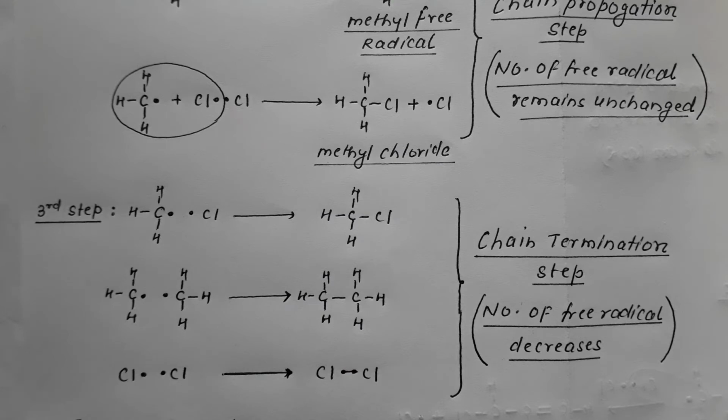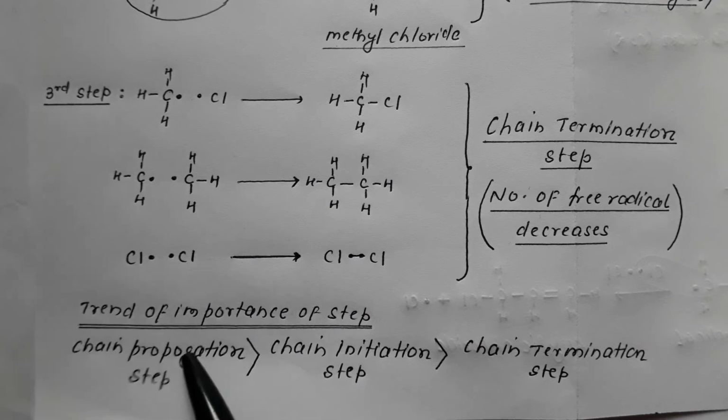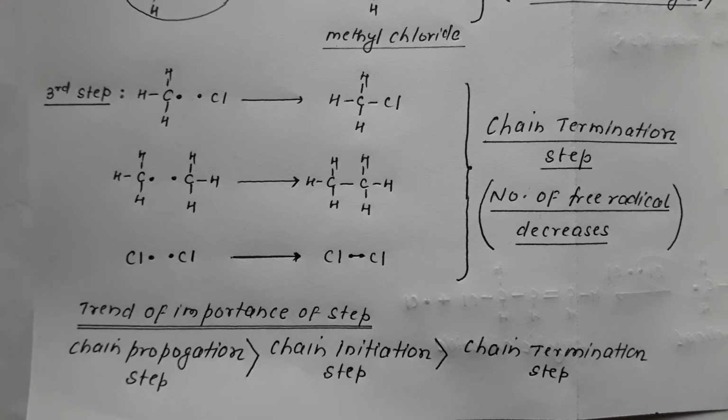Now out of these 3 steps, what is the trend of the importance of the steps? Which is most important? So remember, the most important step is the chain propagation step, not chain initiation. Chain propagation is the step where free radicals help one another. That is, this is the step which is responsible for the chain process.